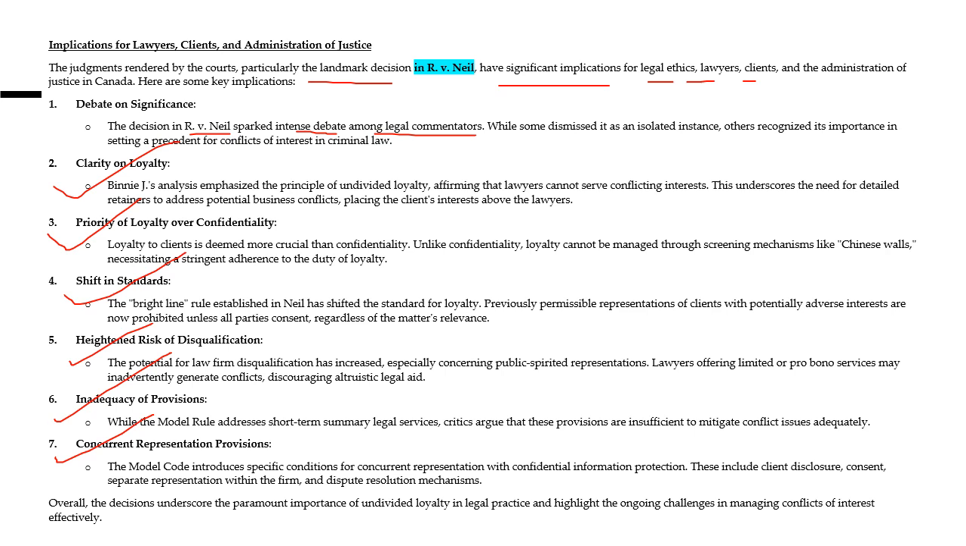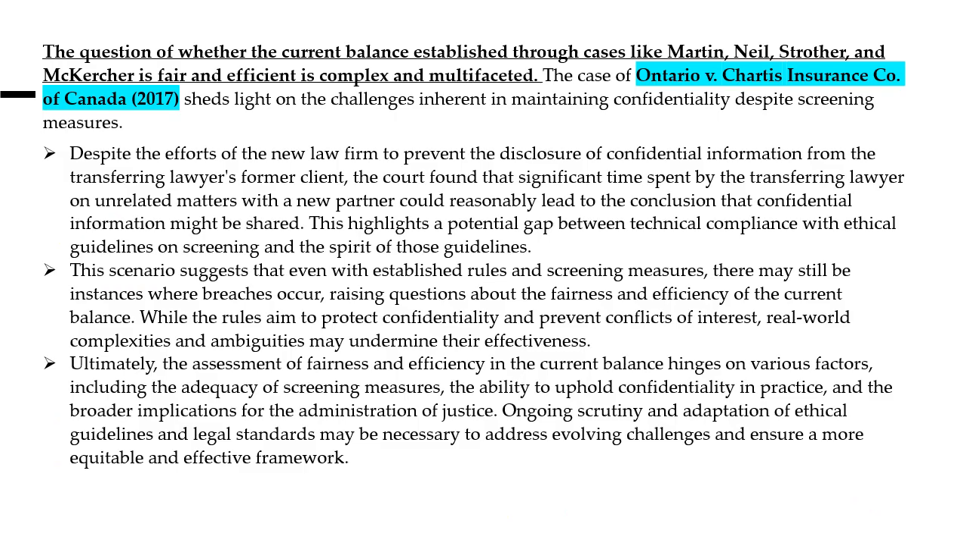So overall, the decisions underscore the paramount importance of undivided loyalty in legal practice, and highlight the ongoing challenges in managing it. So still we are facing challenges. It depends upon case to case how we take it up. So last is the question of whether the current balance that we saw in all the previous cases, four important landmark cases, is fair and sufficient in this complex matter of conflict of interest.